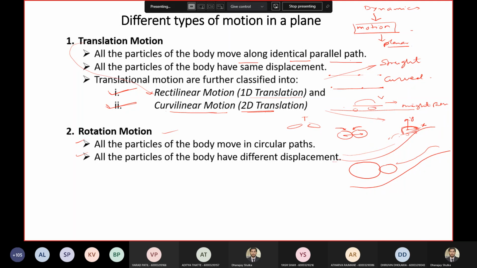Then the third type of motion which is possible is general plane motion. What is general plane motion? Now see, the motion which we defined is pure translational motion, and here we defined pure rotation. But it is possible that some motions may not be pure translations, and some motions may not be pure rotations. So what will happen in this case? That type of motion comes under this category. That means it will not be pure translation, and it will not be pure rotation.